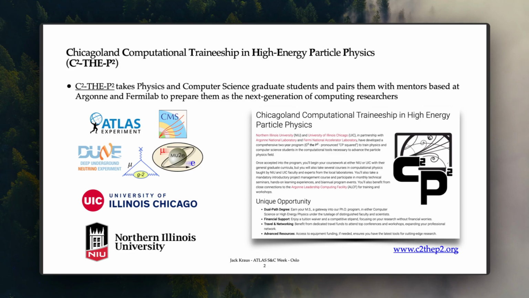C squared, the P squared, or the Chicagoland Computational Traineeship in High Energy Particle Physics, is a traineeship that takes physics and computer science graduate students and pairs them with mentors based at Argonne and Fermilab, who are affiliated with the various experiments in high energy physics, and it helps prepare them to become the next generation of computing researchers. Along the way, the trainees earn a master's degree, and in my case, I became an ATLAS author through this qualification task.